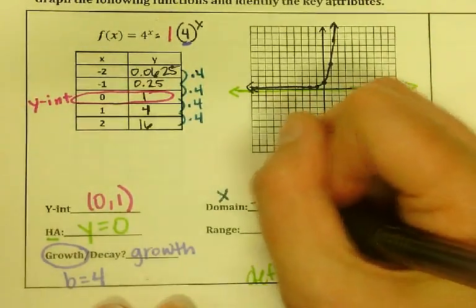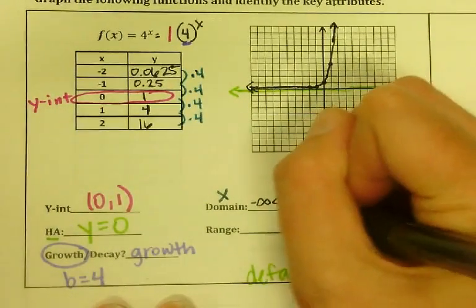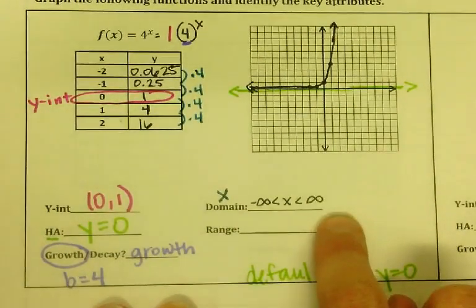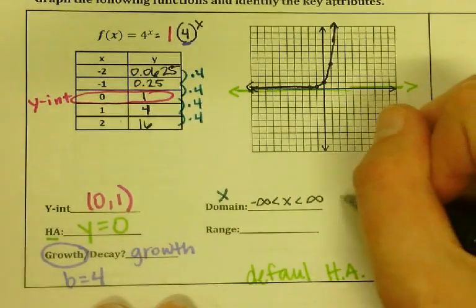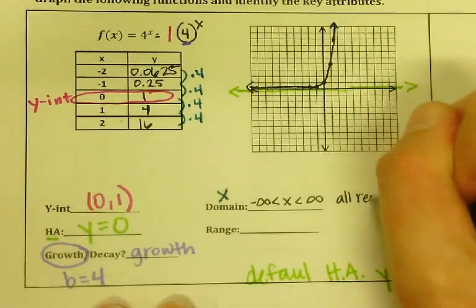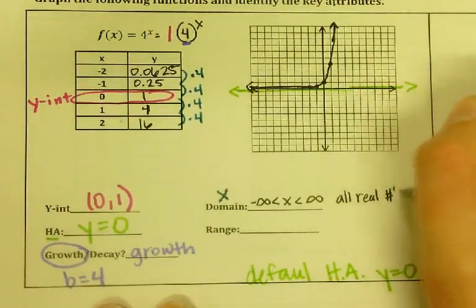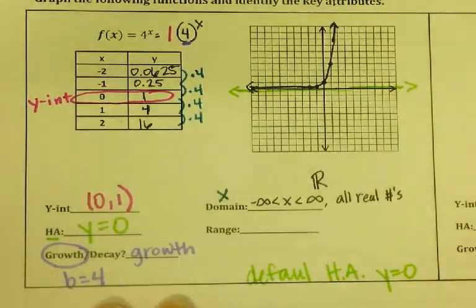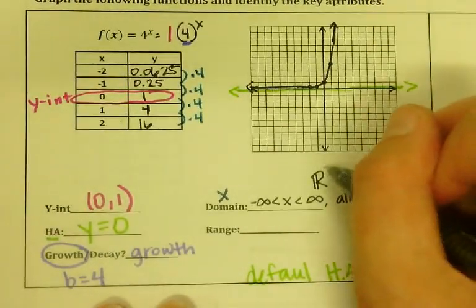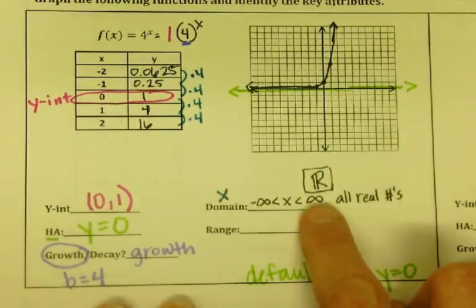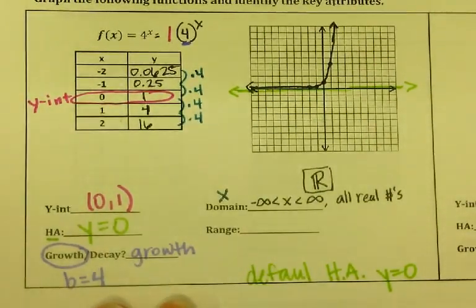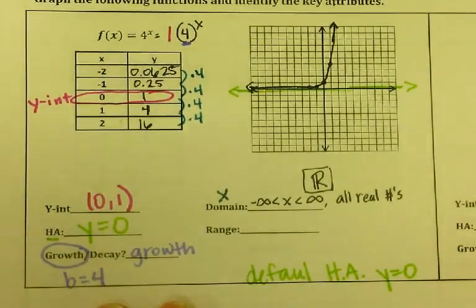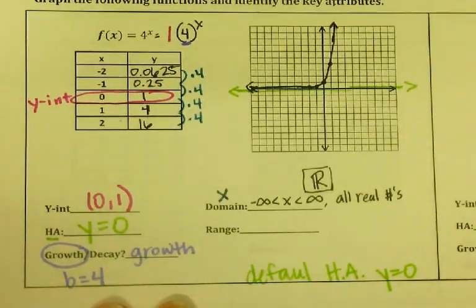So you can write it one of two ways: negative infinity all the way to positive infinity. Or, guys, what I like to write is all real numbers, okay? And the way that you can write that is with this little double R. So, guys, I'm going to start using this little symbol when I want to say all real numbers. You can still do negative infinity to positive infinity, but we're going to start saying all real numbers.